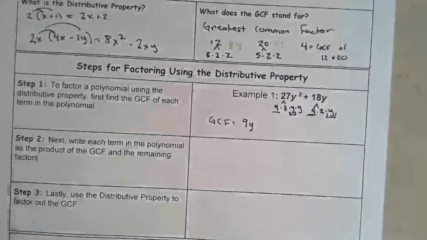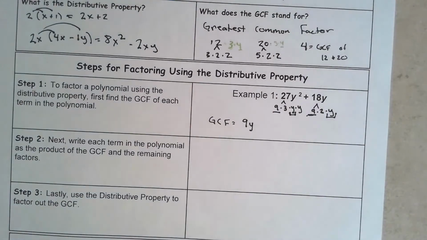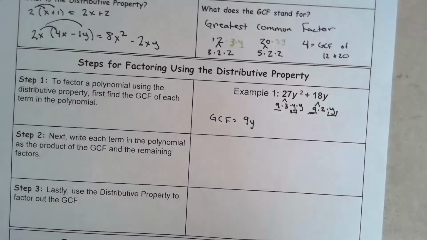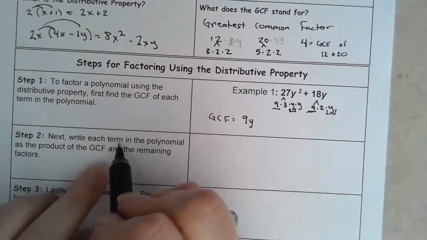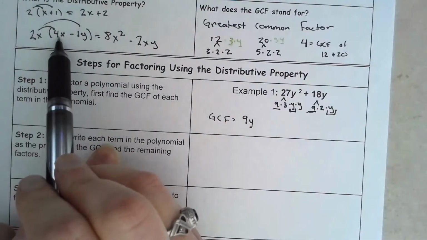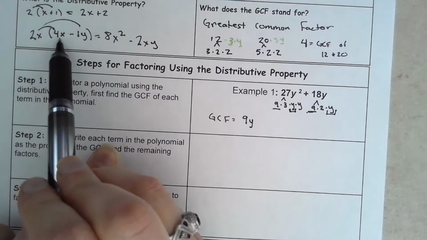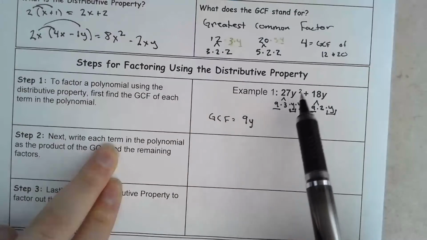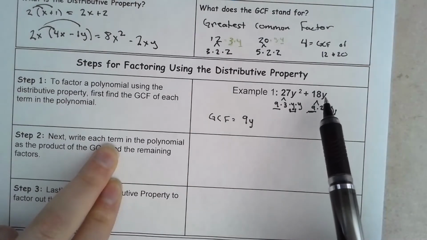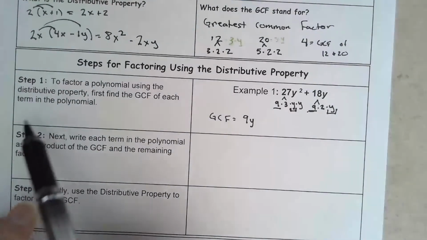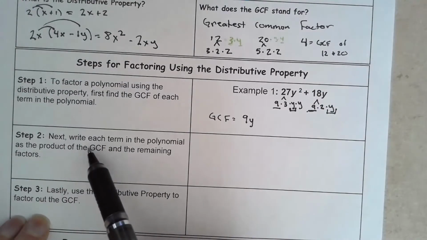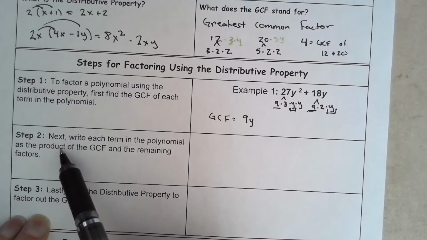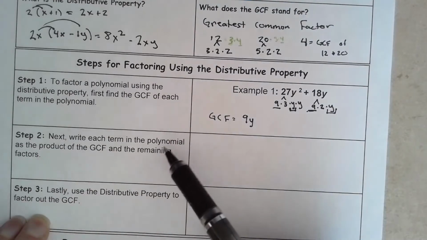We're going to then write each term in the polynomial as a product of the greatest common factor and the remaining factors. Okay, this sounds very complicated, right? Or lots of words. Remember, a term is just each piece. So right here, 4x is a term, negative 1y is a term. 27y squared is a term, 18y is a term. We're going to write it as a product of the greatest common factor. Product, again, meaning multiplication. And the remaining factors.